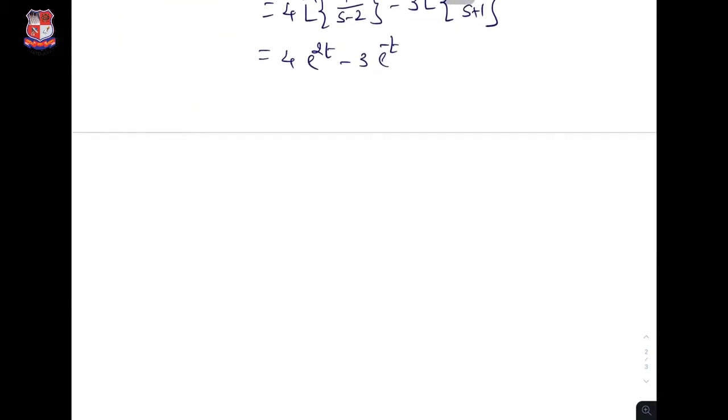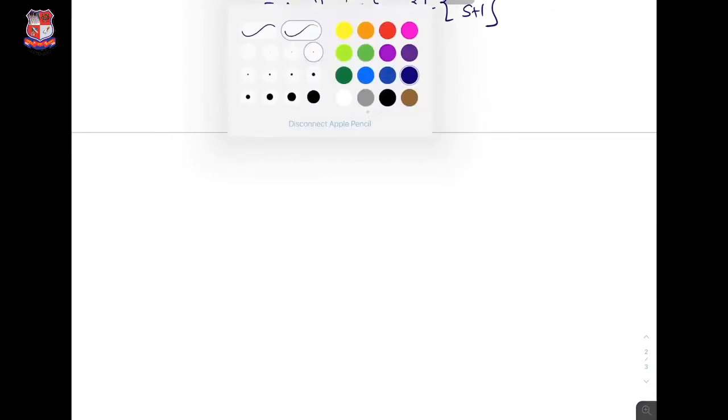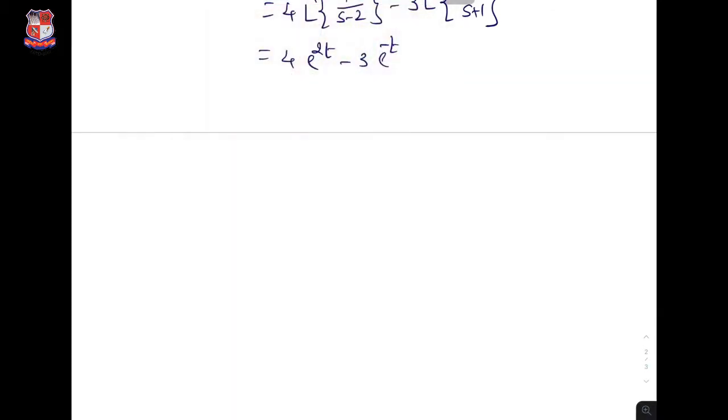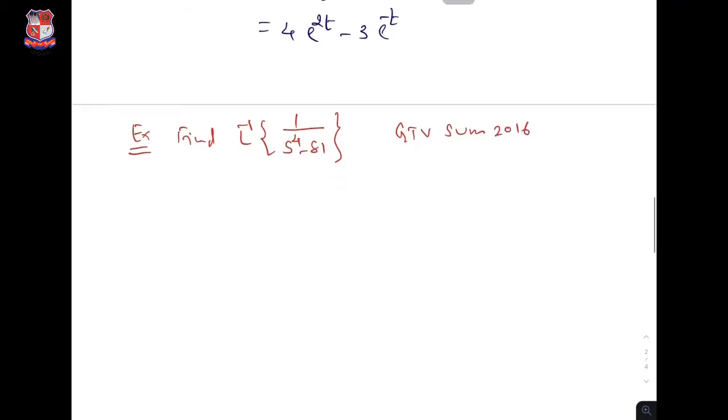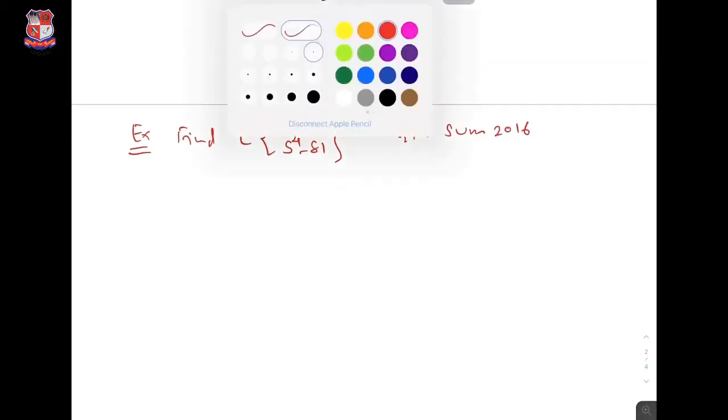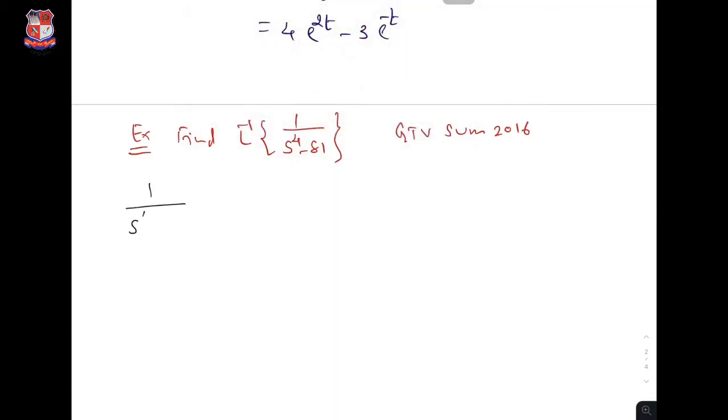Sometimes without using partial fractions also we can solve the example, and in that case our labor is even less. So this is one of them. Find the inverse Laplace transform of 1 over s power 4 minus 81. This was asked in GTU summer 2016. Now, 1 over s power 4 minus 81.